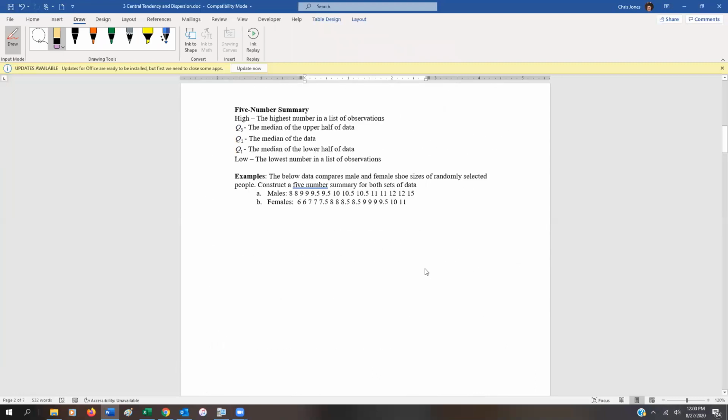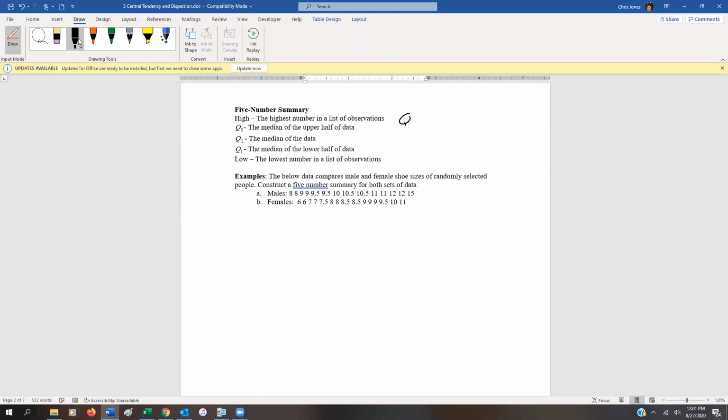Another way of working with the center of data is the idea of a 5-number summary. A 5-number summary is comprised of 5 numbers, and it tries to give us a good snapshot of what the data might look like. We have a Q1, a Q2, a Q3, which are called the quartiles, and then we have a high and a low.